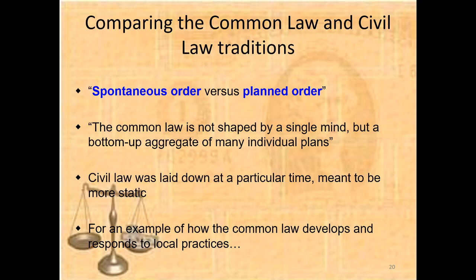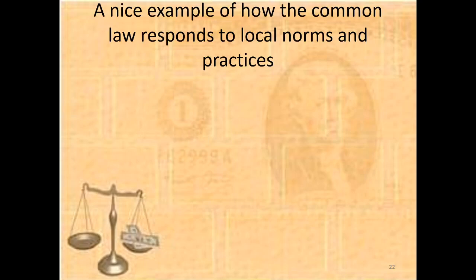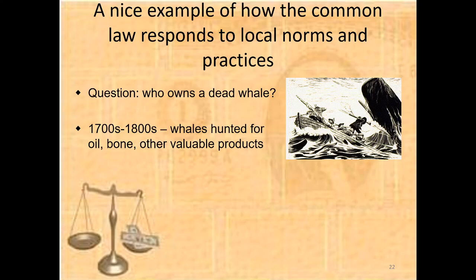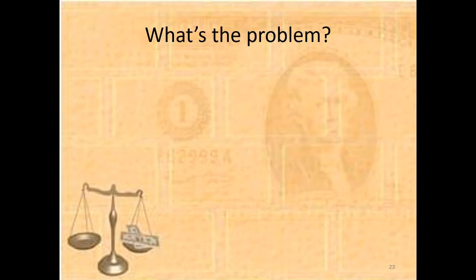Another example of how common law develops and responds to local practice is a very interesting one: whaling, which developed as an industry in the 17th, 18th and 19th centuries. It is a nice example of how the common law responds to local norms and practice. The question is: who owns a dead whale? In the 1700s and 1800s, whales were hunted for oil, bone and other valuable products, and it was big business in the international economy. A captured whale could be worth three to four times a typical family's yearly income, so conflict would sometimes arise over ownership.